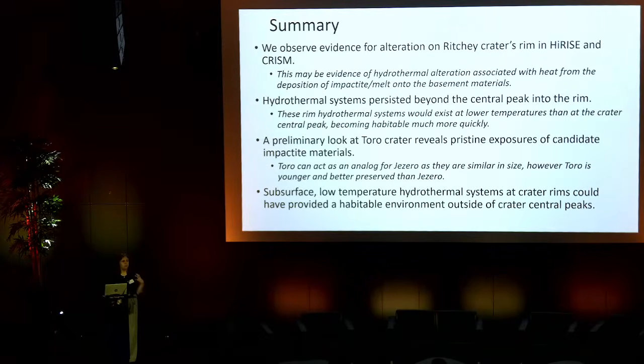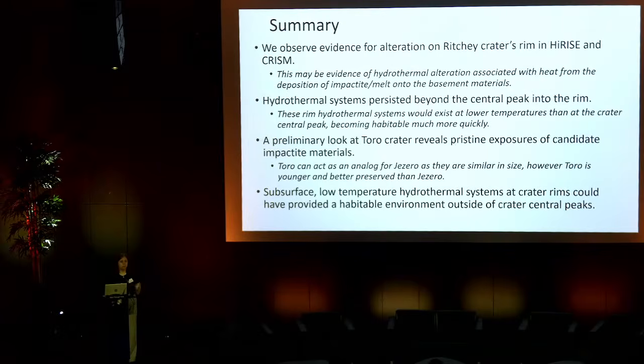So typically we focus on the central peaks of craters when we're talking about these systems, but we're suggesting that you can actually find evidence of these systems as well on the rims, and they would exist at a lower temperature than at that central peak and become more habitable much more quickly than at the more extreme temperatures that we're finding in the center of the crater.